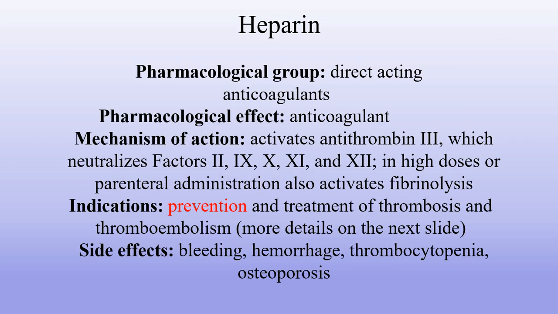Pharmacological group of heparin is direct acting anticoagulant, pharmacological effect anticoagulant. Mechanism of action: it activates antithrombin 3, which neutralizes factors 2, 9, 10, 11, and 12, and in high doses or parenteral administration also activates fibrinolysis. Indications: prevention and treatment of thrombosis and thromboembolism. More details are on the next slide. Side effects: bleeding, hemorrhage, thrombocytopenia, and osteoporosis.